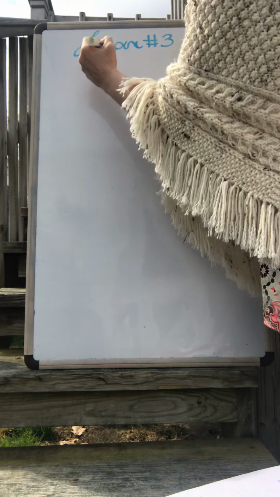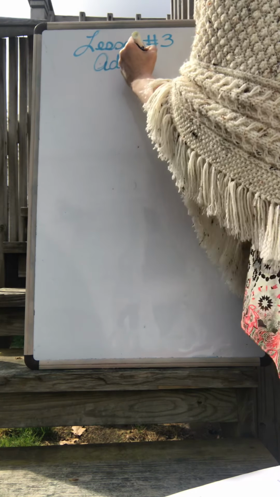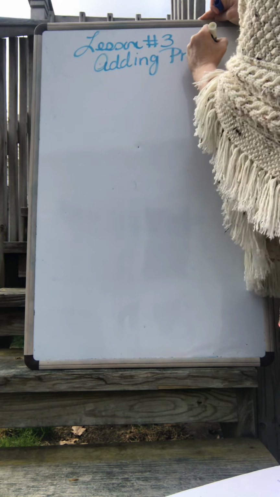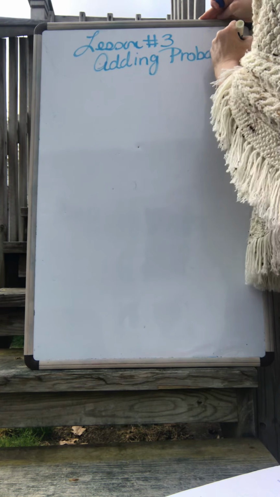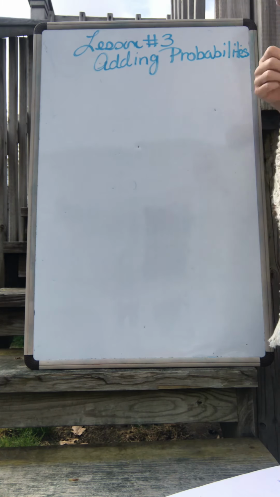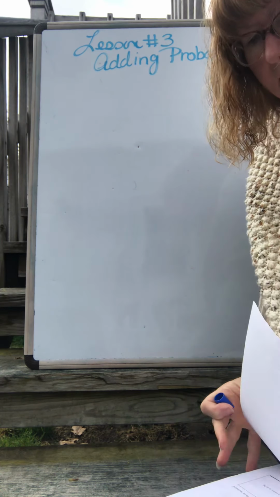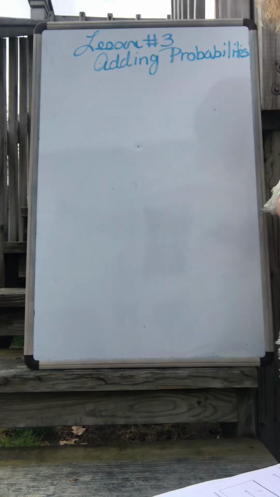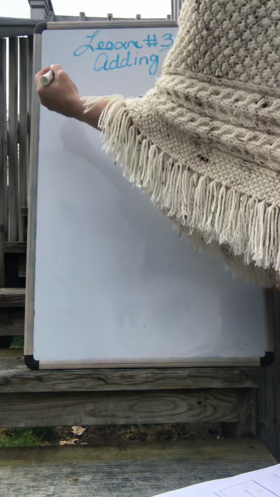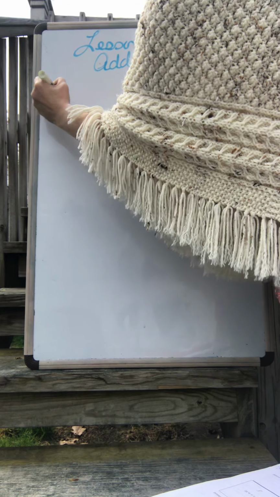So lesson number 3, adding probabilities. So now we have two formulas that we have to know. And they go with the words union and intersection. So the first thing is, let's talk about the union of sets.